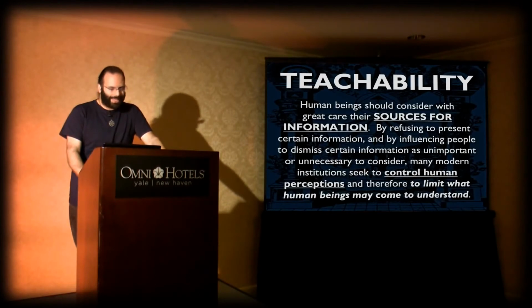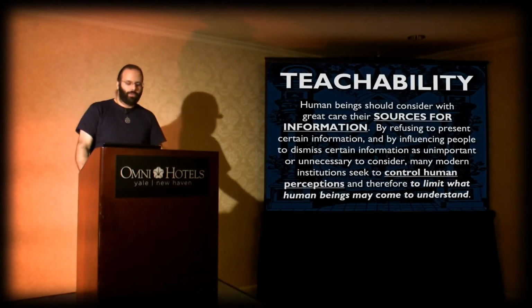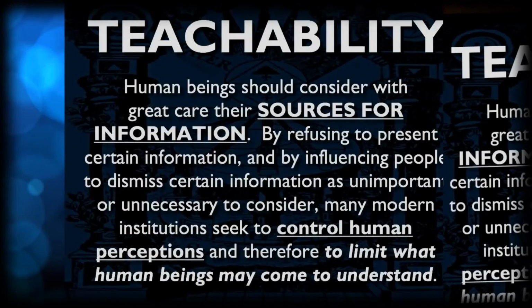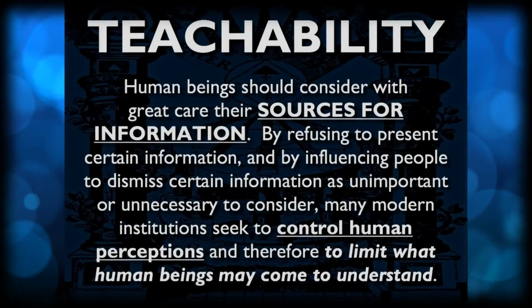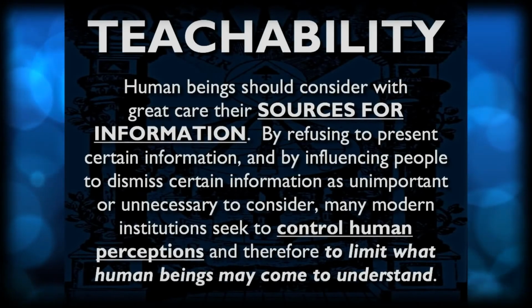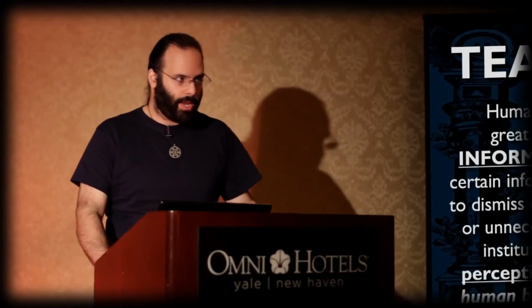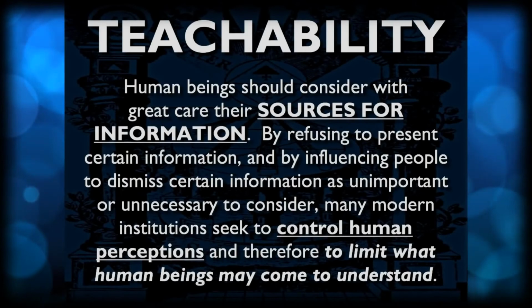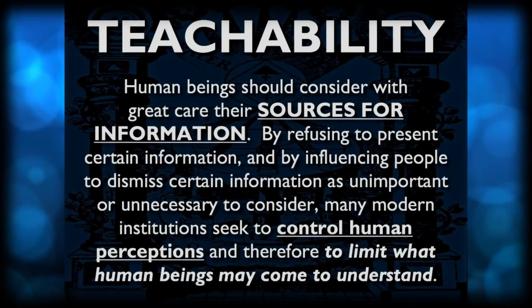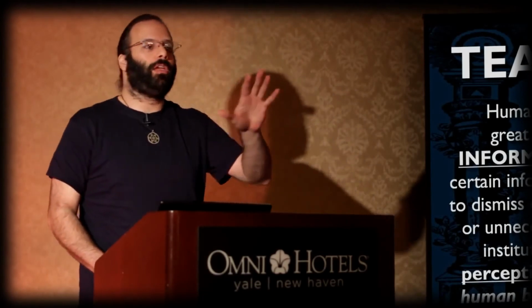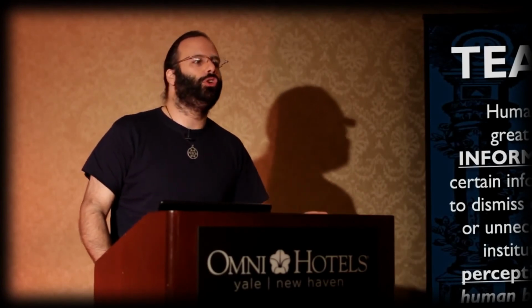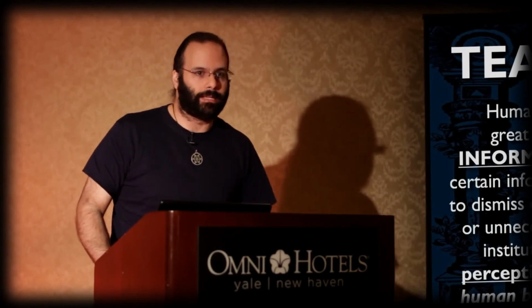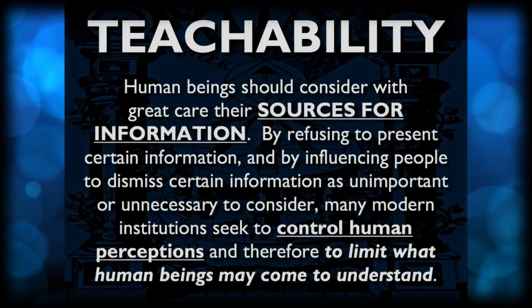Human beings should consider with great care where their information comes from, the source for the information. And this is because by refusing to present certain information and by influencing people to dismiss, to dissuade them from looking into certain information because they're telling you that it's unimportant or unnecessary to consider, many modern institutions like media, like so-called education institutions, are seeking to actually control human perceptions, or let's call it outright what it really is, to control the mind, okay? And therefore, to limit what human beings may even come to understand, and therefore by limiting what they are coming to understand, they're actually limiting what they're able to do, what they're able to change, what they're able to create in the world. Okay? So you have to be skeptical of where your information comes from.